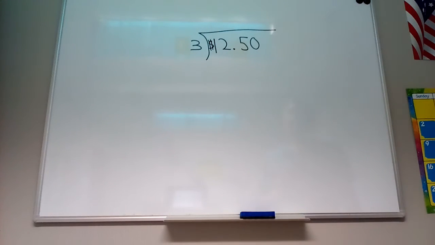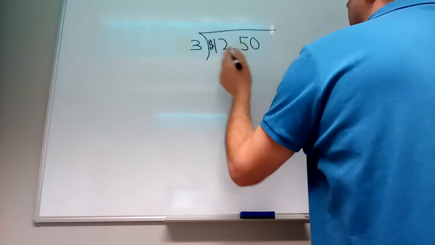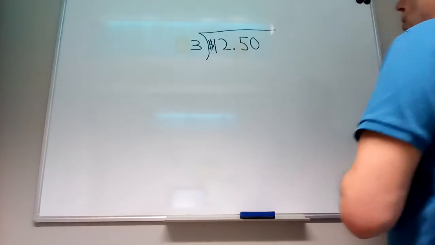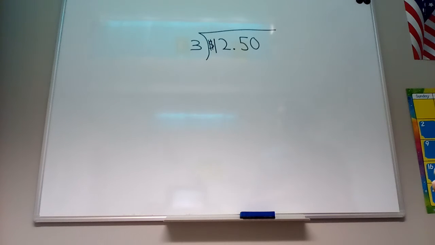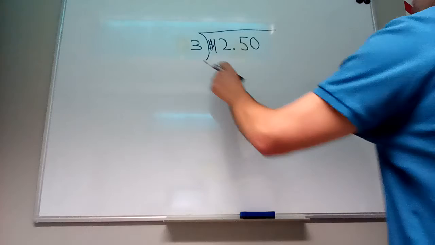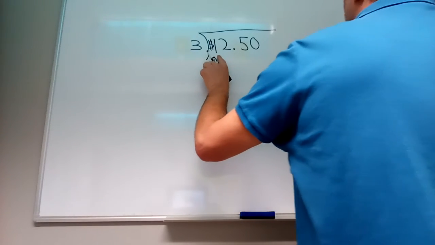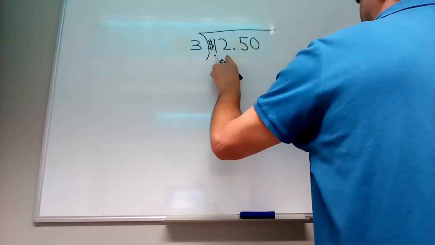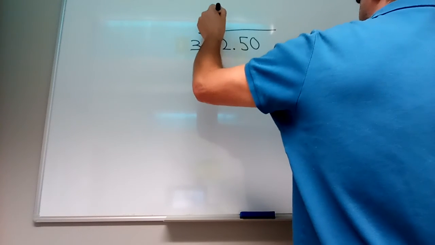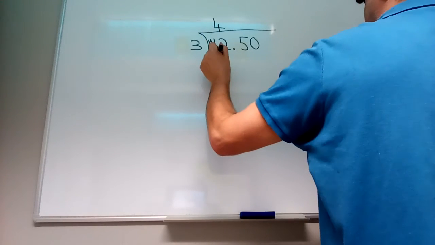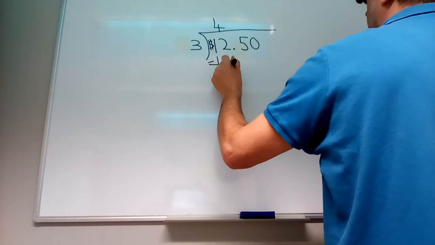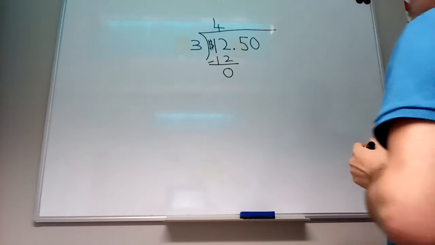Okay? So to do this, you just ignore the dollar sign and the decimal to start with and just do the problem as a regular division problem. So will 3 go into 1? No, 3 will not go into 1. Will 3 go into 12? Yes, it will go into 12. How many times? It'll go 4 times. So 4 times 3 is 12. Like I said, we're just ignoring this decimal for now. Okay, so we've got a 0 there.